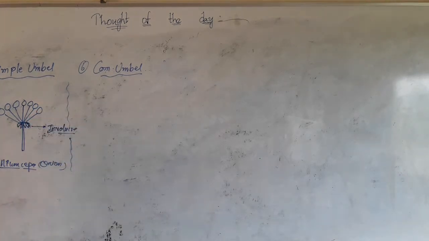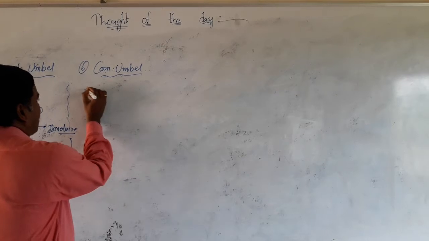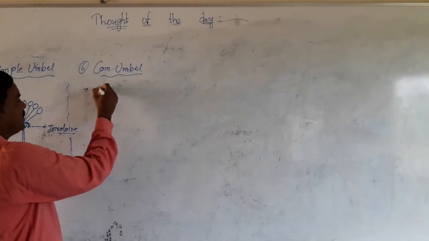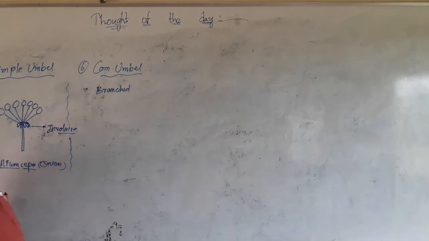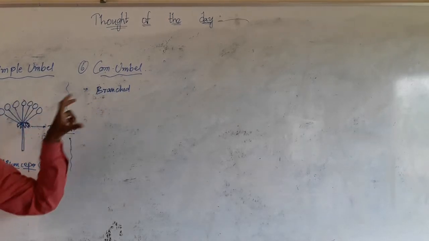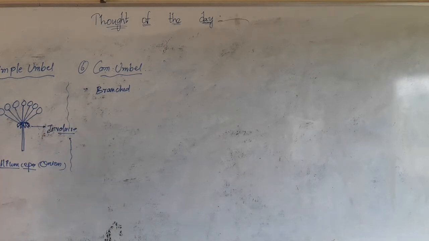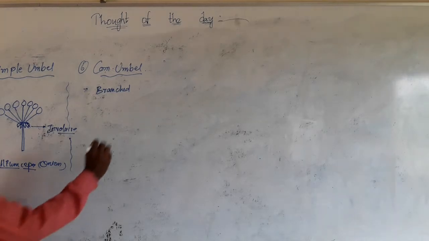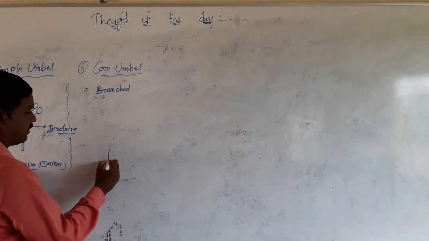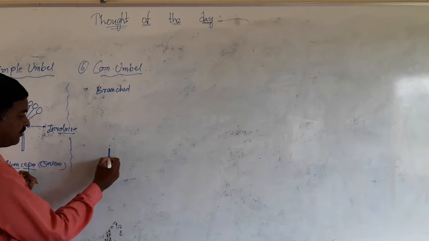Now coming to the sixth one, the compound umbel inflorescence. In this compound umbel inflorescence, the pedicle is branched. Each branch resembles a simple umbel. So this is a group of simple umbels, and a group of simple umbels is considered a compound umbel inflorescence. For example, this is the pedicle.